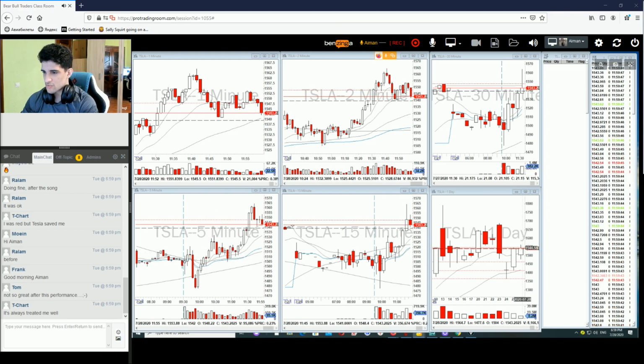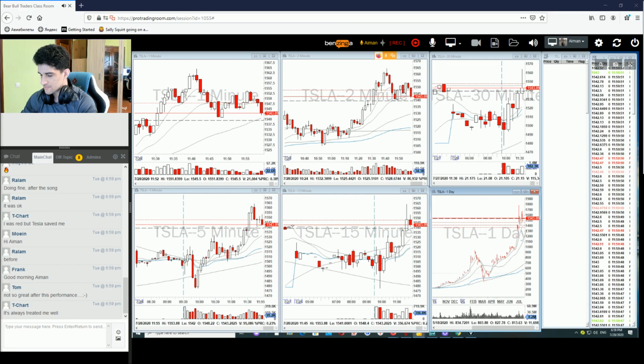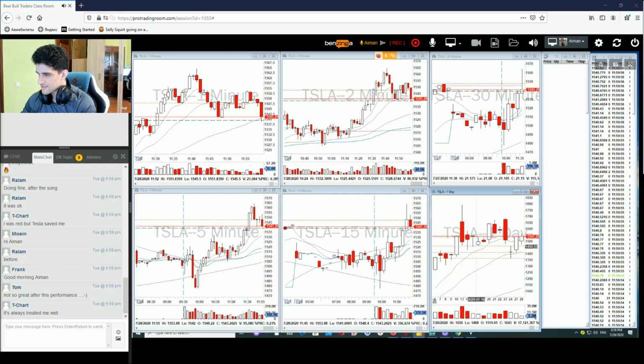I remember when it was one of my favorite stocks to trade, but back then it was somewhere in this range. Now, I'm not sure I'm going to trade it. It's hard a bit.